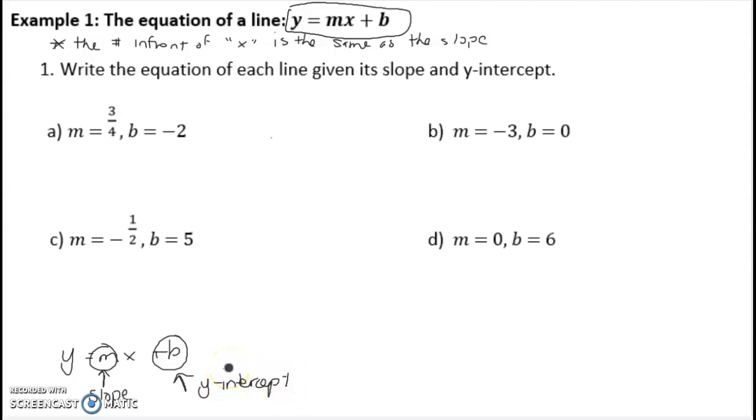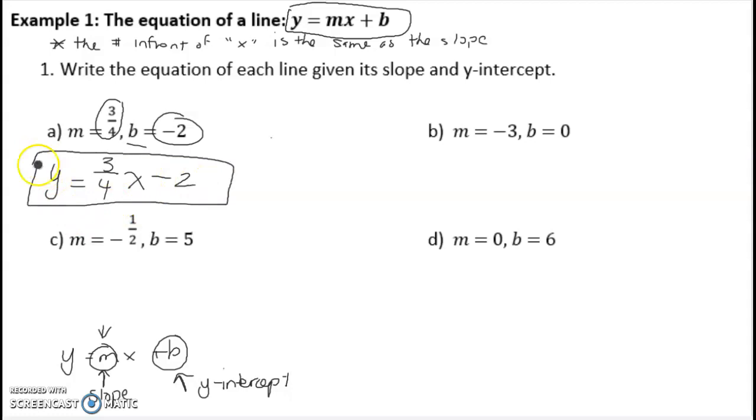Okay, the y-intercept. So for the first one, write the equation of each line given its slope and y-intercept. They gave us the slopes. We know y equals, well, if this is my m, 3/4, I'm going to have 3/4 x, and then b is my intercept, so b is -2, so I'm going to write -2, and that's it.